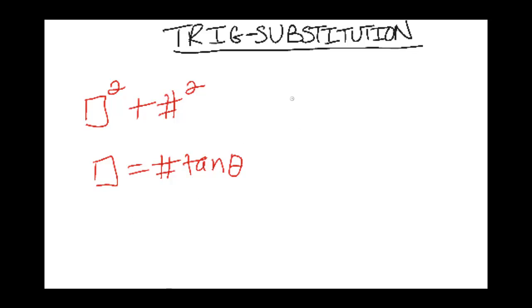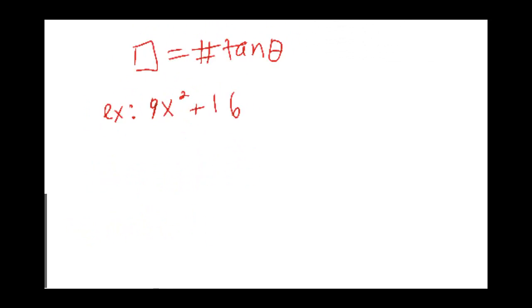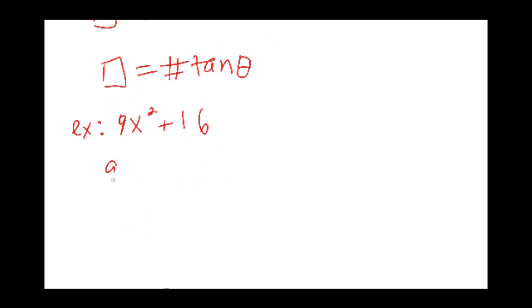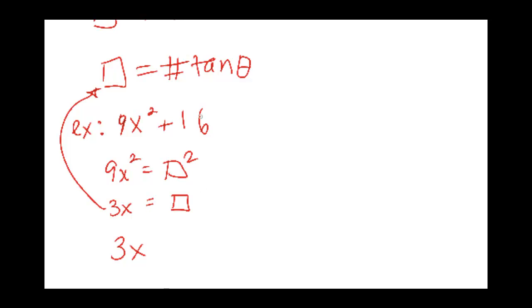So an example would be if you had 9x squared plus 16. What you would do is let 9x squared be your box squared, so 3x, square root on both sides, would be the box, and that would go right there. And then doing the same thing with the numerical value, we'd have number squared equals 16, number equals 4. So your substitution in this one would have been set up initially like that.